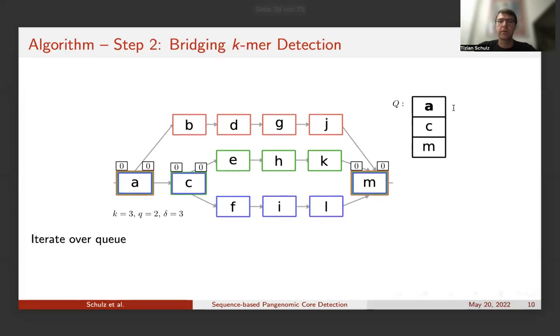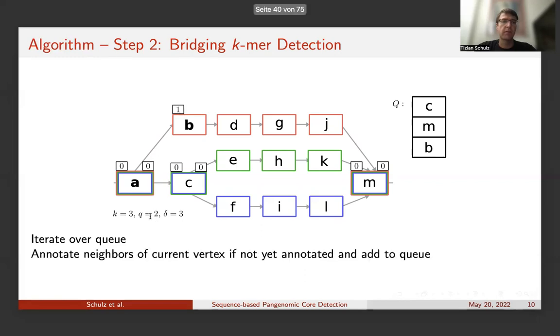So we start with the first element in our queue, which is A, and we go to A in the graph. Now for A, we check all its neighbors in order to annotate them. So the first neighbor of A that we do consider is B.